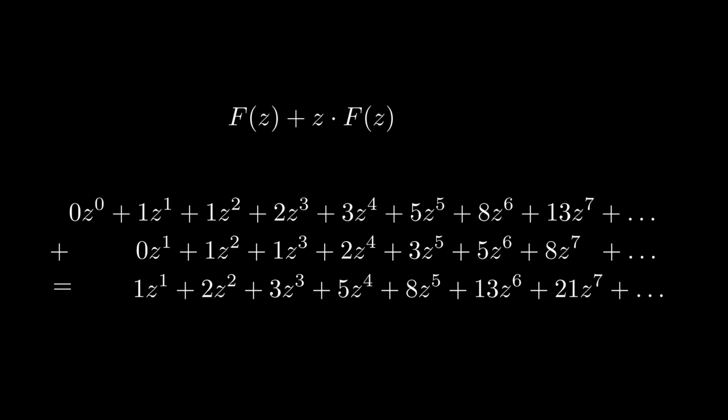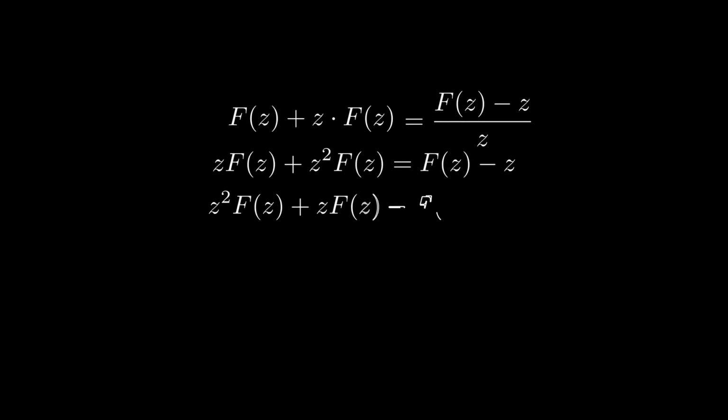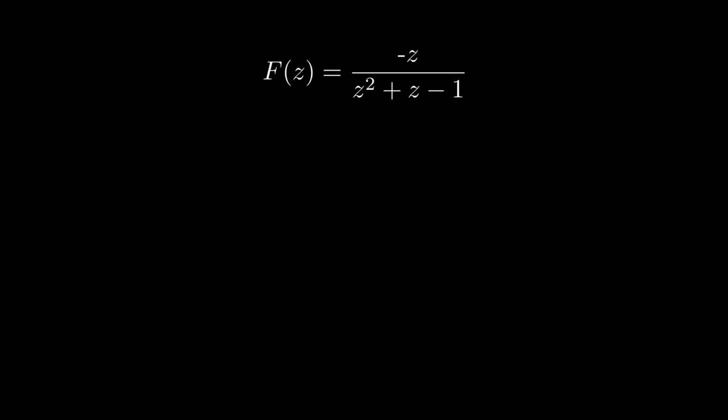We can subtract z from the original series to account for the missing 1, and dividing by z will reduce the powers back to where they are in our new sum. Then, we see that f of z plus z times f of z is equal to f of z minus z all over z. After doing some mild algebra, we discover that f of z is equal to negative z all over z squared plus z minus 1. We could choose to stop here and give an alternative way of calculating the Fibonacci sequence.